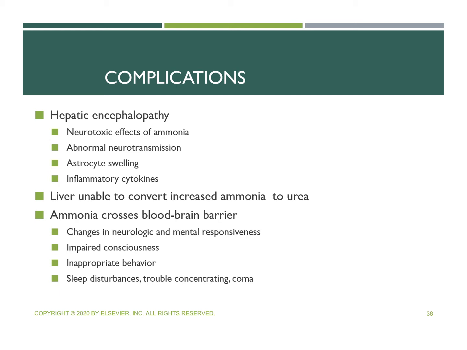The liver is unable to convert any increased ammonia to urea, and that leads to a systemic rise in your ammonia level. The ammonia level is not drawn on every single panel, and it doesn't come on an electrolyte panel. So this is something that somebody has to specifically draw if they're looking for a change in level of consciousness in a patient. Anybody with liver disease would be important.